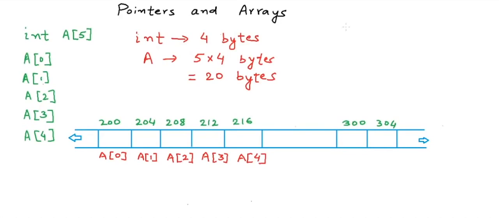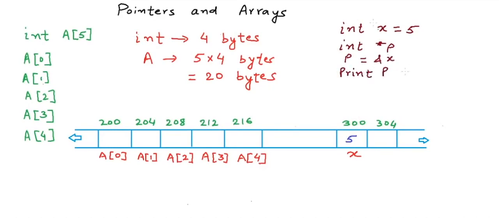Let's say apart from this integer array a, I have an integer variable x and its value is 5, and let's say x is located at address 300. Now let's say I have a pointer to integer p, and in p I store the address of x. If we print p, then the value in p would be 300, so this statement will print 300. And if we dereference p and try to print the value stored in this location, then the value would be 5.